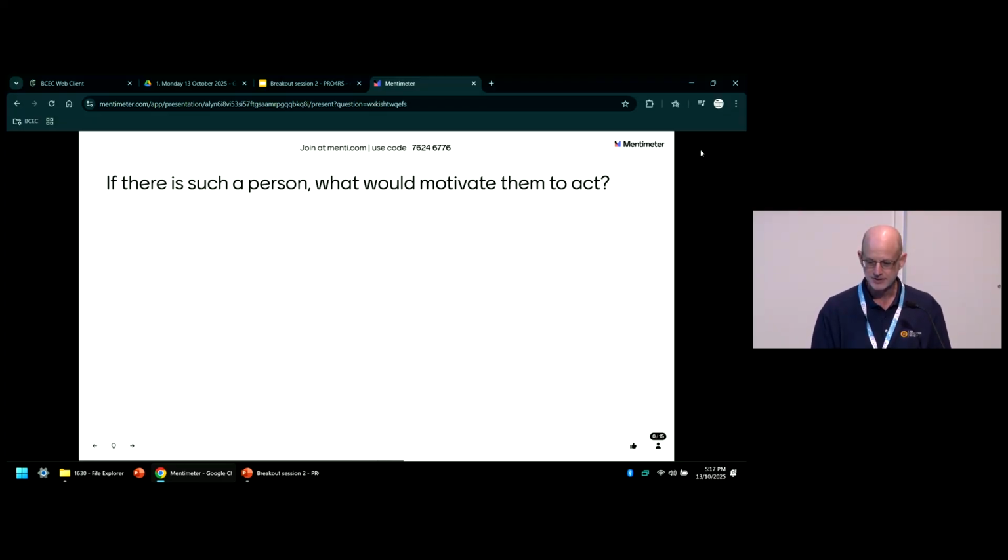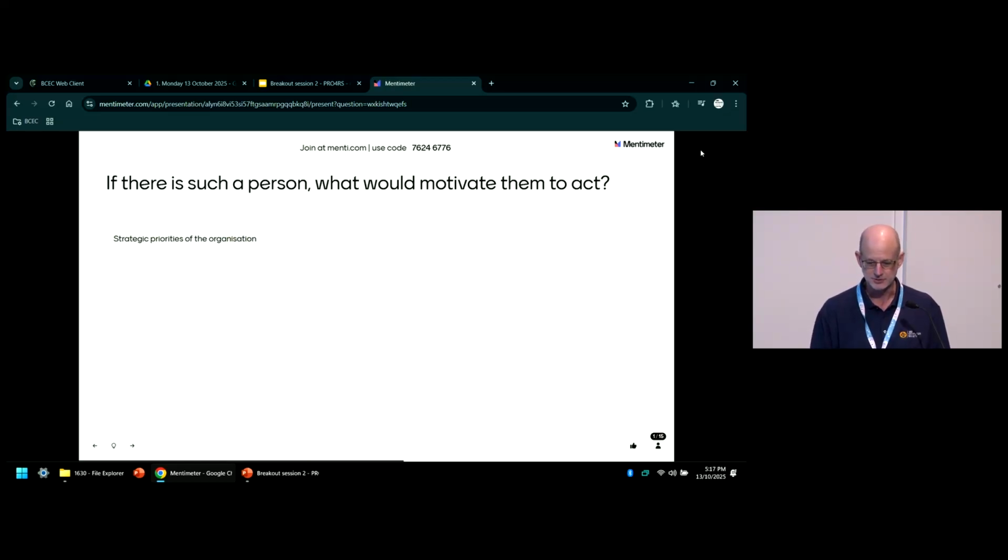And so then if there is such a person, what do you think would motivate them to act? And again, we're thinking about how do we move forward, and actually hoping that you think about how to move forward too, because if you can think of some motivation, then maybe that would encourage you to talk to that person or would help us reach out to that person.